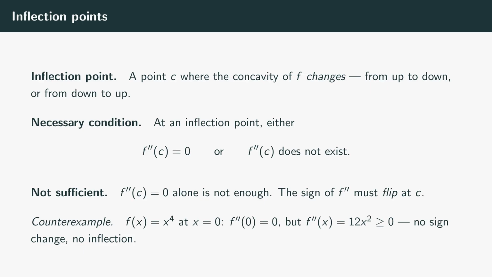The standard counterexample is f of x equals x to the fourth at x equals 0. f double prime is 12x squared, which is 0 at 0. But 12x squared is non-negative everywhere. It touches 0 at the origin and bounces back up. There's no sign change. So 0 is not an inflection point of x to the fourth, even though f double prime vanishes there. The function is concave up on both sides. So find places where f double prime is 0 or undefined, then check whether the sign actually flips.